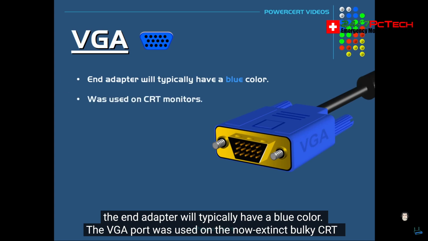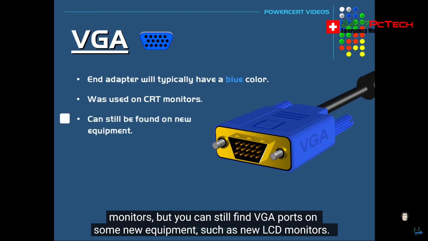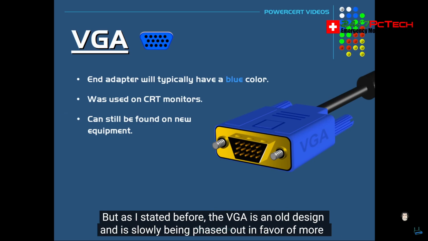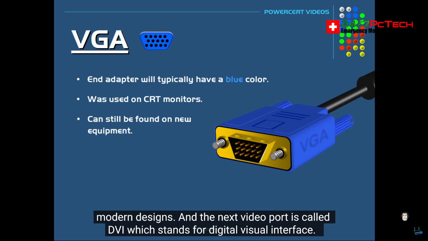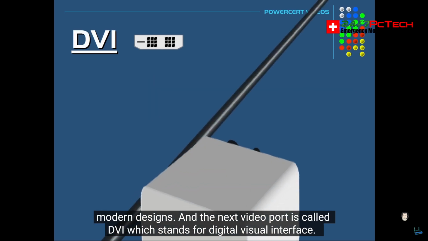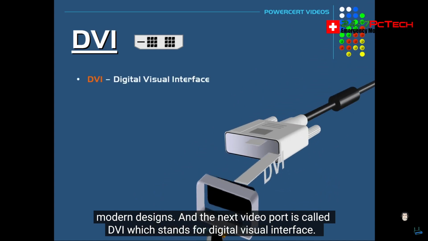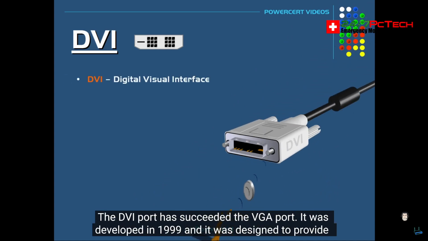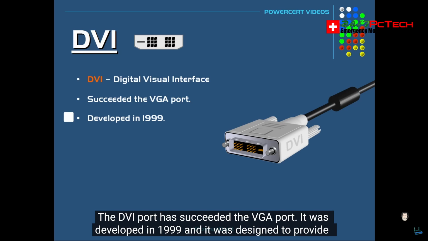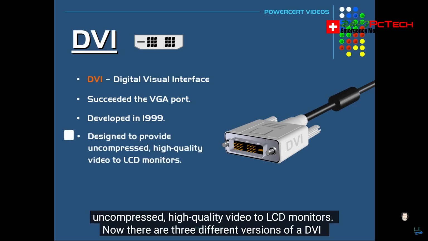The VGA port was used on the now extinct bulky CRT monitors, but you can still find VGA ports on some new equipment, such as new LCD monitors. But as I stated before, the VGA is an old design and is slowly being phased out in favor of more modern designs. The next video port is called DVI, which stands for Digital Visual Interface. The DVI port has succeeded the VGA port. It was developed in 1999, and it was designed to provide uncompressed high-quality video to LCD monitors.